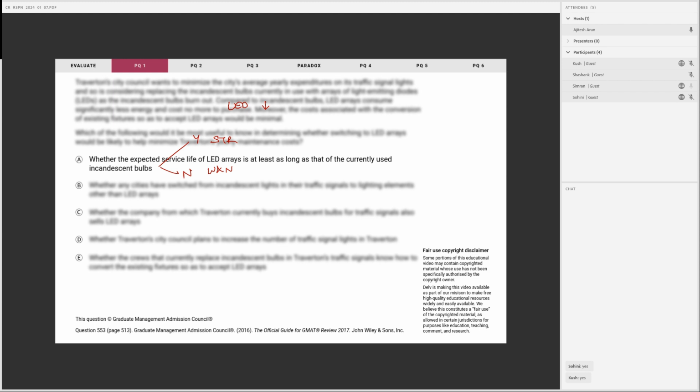If we get a no on this, that they need to be changed more frequently than the currently used incandescent bulbs, then that could hurt what these guys want, right? So, very good. Now, let me just get a quick check. Are we comfortable with what Shohini has given us over here for option A?